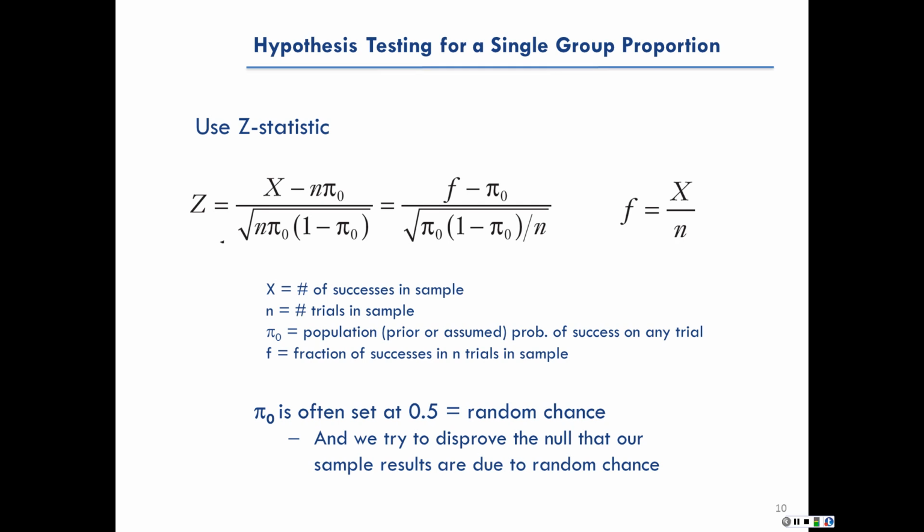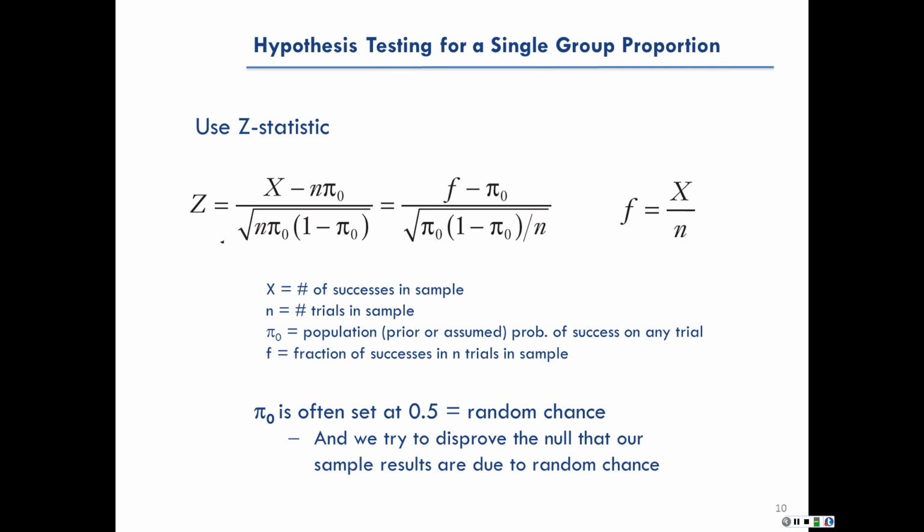So this is the prior or assumed probability of success on any given trial, whereas F is the observed frequency of success in our sample. And then we divide that by, in the denominator, again, that pi naught, which is the population prior probability, multiplied by 1 minus pi naught, and then divided by n, which is your number of trials in the sample.